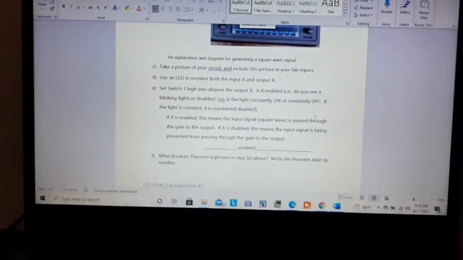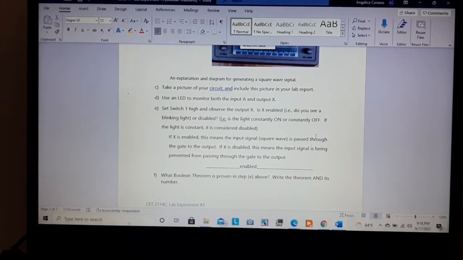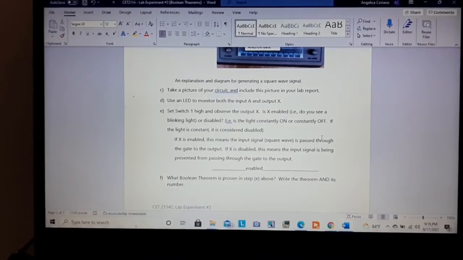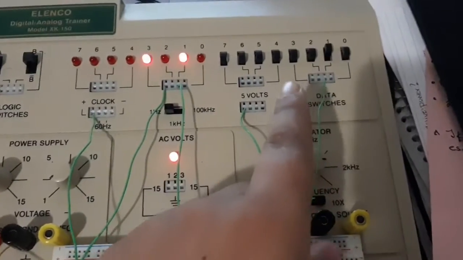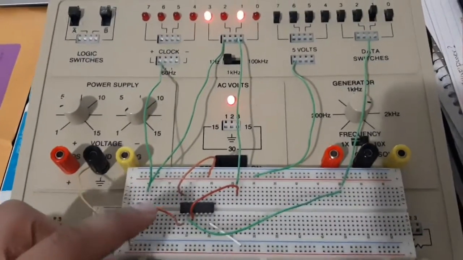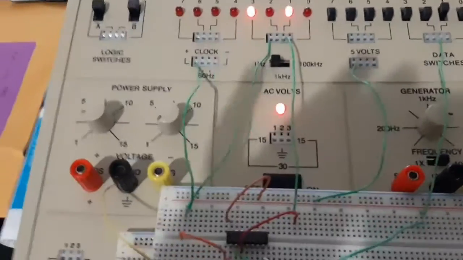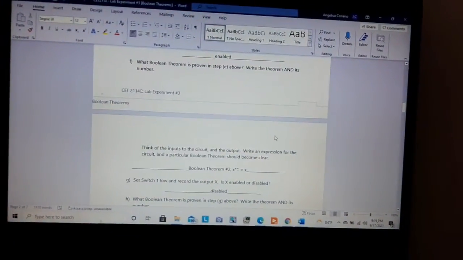So set switch 1 to high, observe the output. If X is enabled, this means the output signal is passing through the gate. If X is disabled... in this case, the output X is enabled because we have both lights blinking, meaning since switch 1 is on high, anytime that the clock signal is high, it's going through the gate. And this Boolean theorem that it's proving is Boolean theorem number 2, which is X and 1 is equal to X.